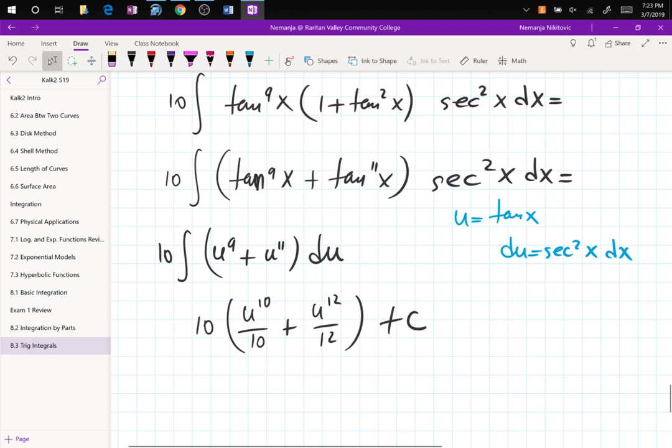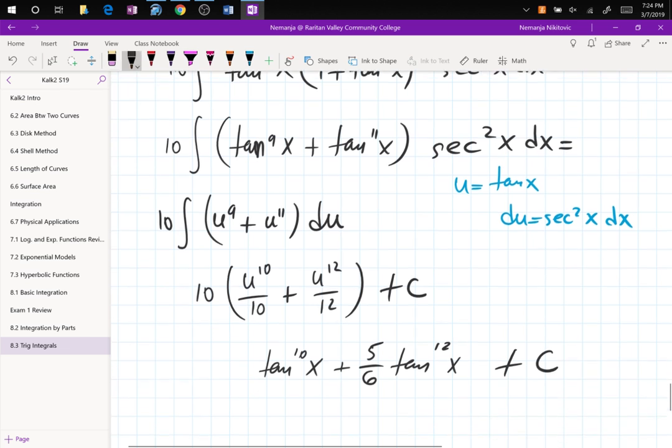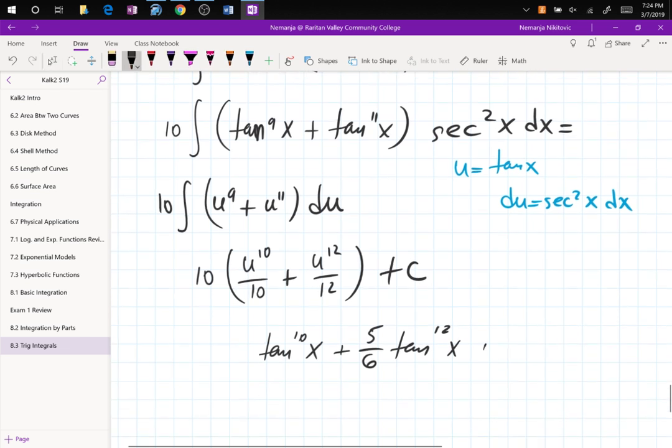So for the final answer over here, you can take a half out, kill this 10 into a 5, and you have 1/5 tangent to the 10x plus 1/6 tangent to the 12x plus c. Maybe I should distribute, you're right, because then it kills the fraction and becomes a 5 over 6 over here. Okay, yeah, you're right. For the third time today, I'm going to agree with you.